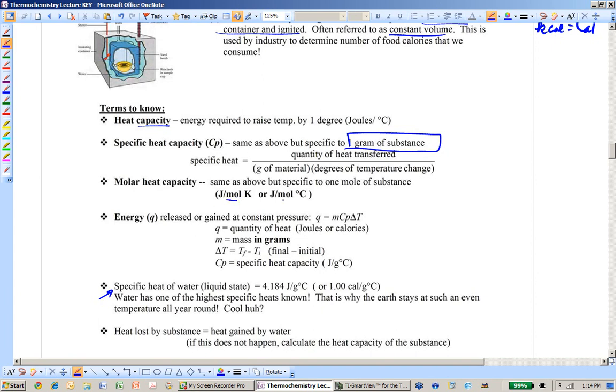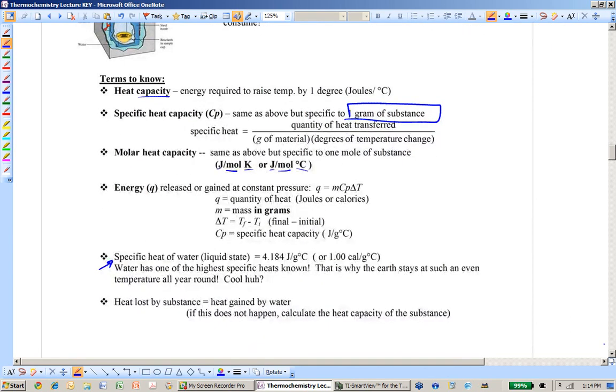So we can do this in moles, we can do this in mass, we can do this in joules, we can do this in calories, we can do this in Kelvin, we can do it in degrees Celsius. Technically it's not degrees Kelvin, it's kelvins. Energy, that's my Q value, is released or gained at constant pressure, and like I said, Q equals mc delta T, and if you're in an open container, it's constant pressure. That's what the little p's in there for, not big P for the pressure of the room or anything.